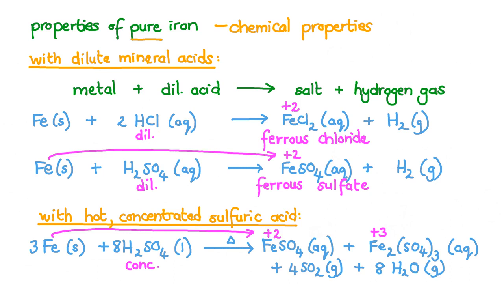Iron is oxidized to Fe2+ by sulfuric acid, but with hot concentrated sulfuric acid, the acid is so oxidizing that some of the Fe2+ can be further oxidized to Fe3+. Let's look at one last reaction of pure iron.